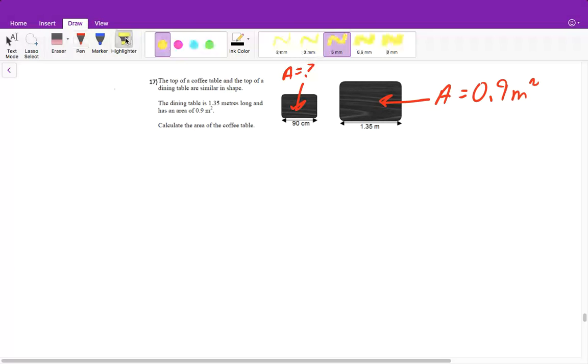All right, well, what we have to do first is look at what sides they give us. If you notice, this one's in centimeters and this one's in meters, so we need to convert and put them into the same units. So I'm going to convert the centimeters into meters because that's what the area is given in here. So this is going to be equal to 0.9 meters.